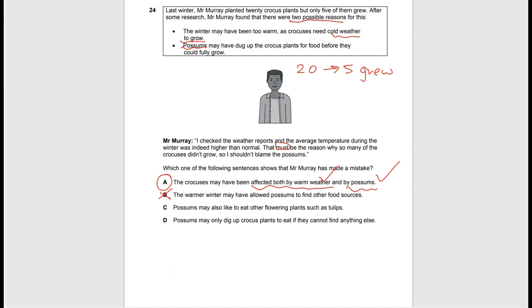C says possums may also like to eat other flowering plants such as tulips. That's true, and that again does not show Mr. Murray's mistake. It supports Mr. Murray, as it says the possums didn't eat the crocuses, they were eating other things such as tulips. D says possums may only dig up crocus plants to eat if they cannot find anything else. That could be true. But again, it doesn't show that Mr. Murray has made a mistake, but rather supports that the possums didn't eat his particular crocus plants. So our best answer for 24 is A.